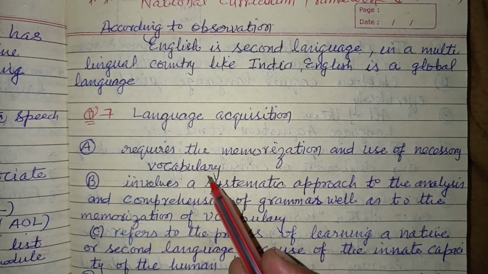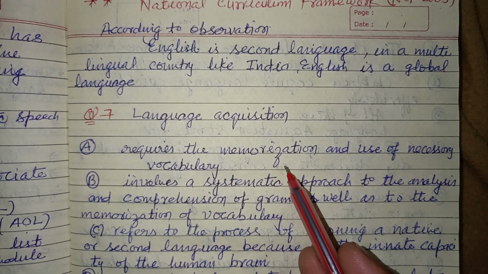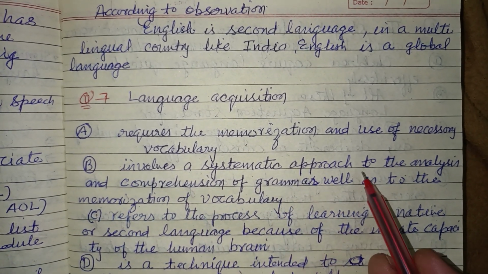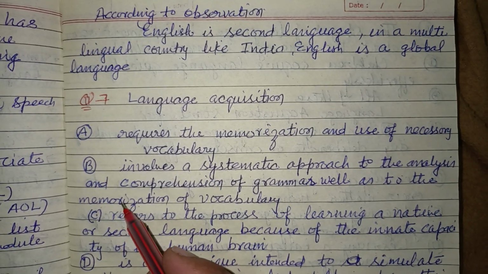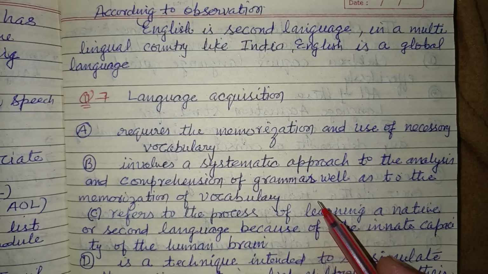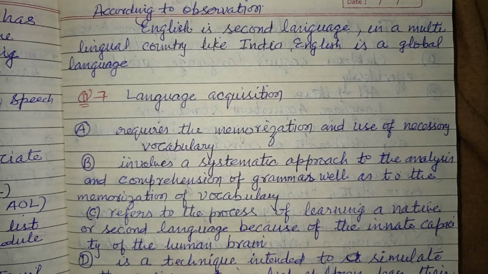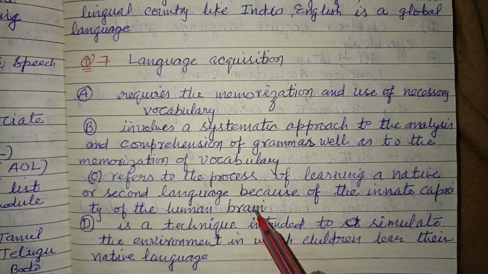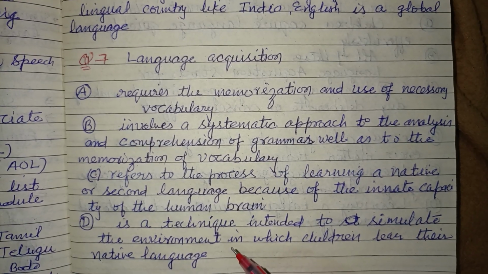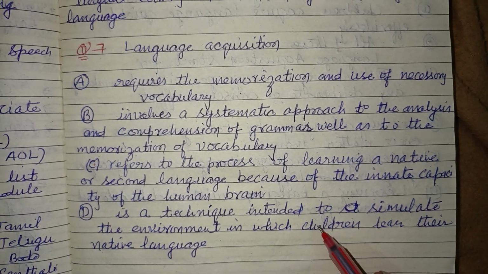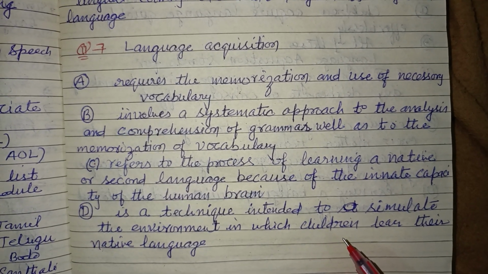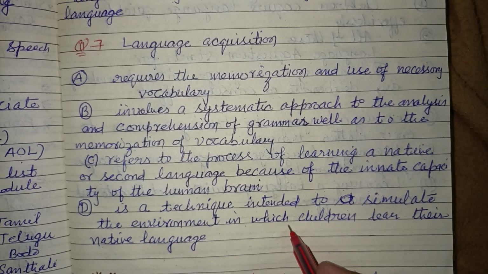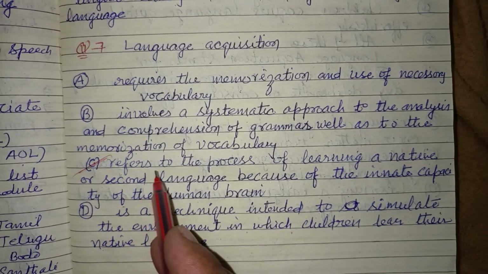A. Language acquisition requires the memorization and use of necessary vocabulary. B. Involves a systematic approach to the analysis and comprehension of grammar, as well as to the memorization of vocabulary. C. Refers to the process of learning a native or second language because of the innate capacity of the human brain. D. Is a technique intended to simulate the environment in which children learn their native language. So C is the correct answer.